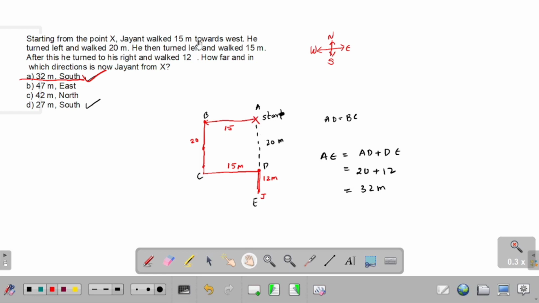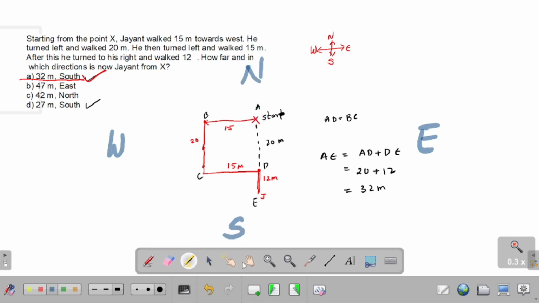Jayant walked 15 meters towards the west. This is the west side. This is the east side, this is the north side, and this is the south side. Okay.